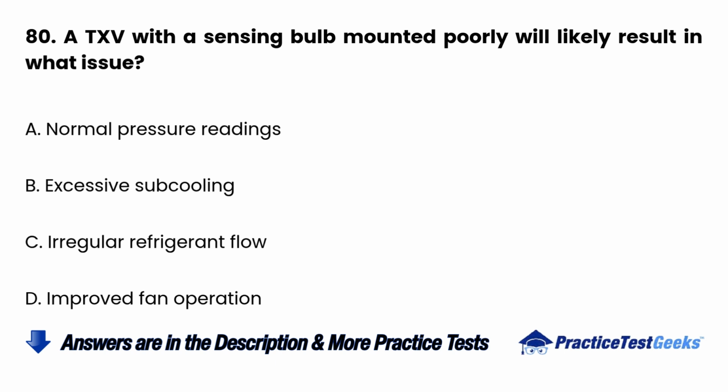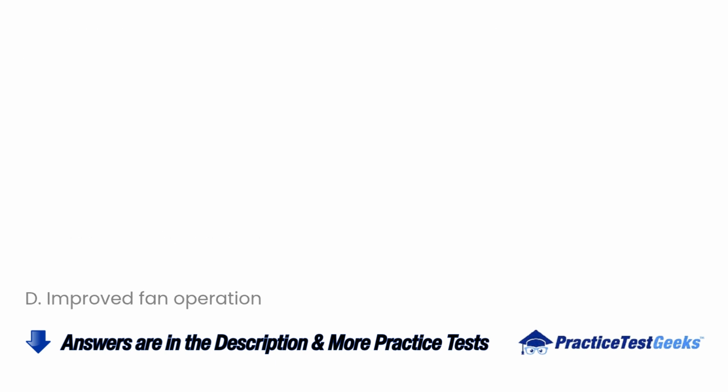80. A TXV with a sensing bulb mounted poorly will likely result in what issue? A. Normal pressure readings. B. Excessive subcooling. C. Irregular refrigerant flow. D. Improved fan operation.